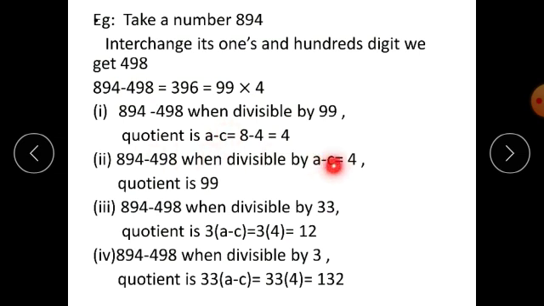If it is divisible by A minus C, the quotient is 99. Now 99 can also be factorized as 3 into 33. So if it is divisible by 33, the quotient is 3 into A minus C, that is 3 into 4, 12. And if it is divisible by 3, the quotient is 33 into A minus C, 33 into 4, that is 132.